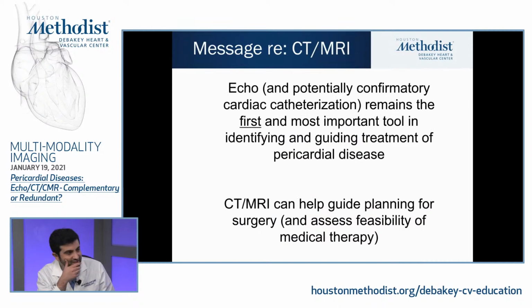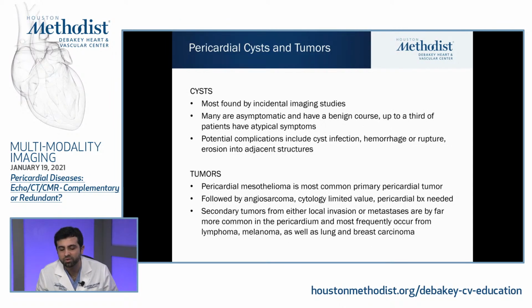So my message regarding CT and MRI is, remember that echo will be the first modality in assessing these patients and potentially guiding their treatment. You could make the diagnosis with echo, you could decide on treatment strategies potentially with echo, but remember that MRI and CT can help you guide your plans for surgery if it's planned, or for some people, particularly think of those with effusive constrictive, if you have persistent changes on MRI or CT, that can help you decide on plans for treatment. So I'll go through these real quickly.